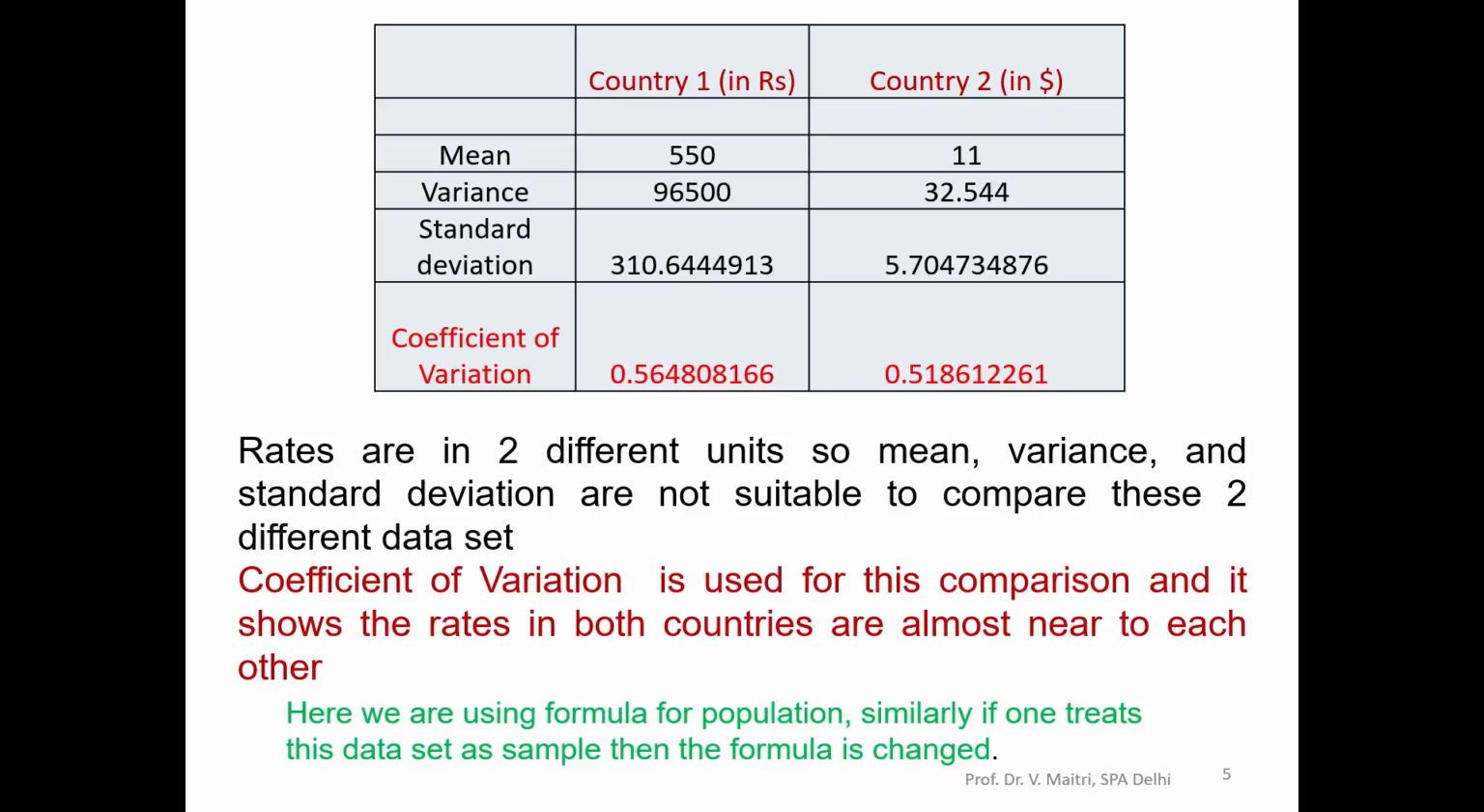So in this case, if we calculate the coefficient of variation with the formula we just discussed, it works out to be 0.564 for India and 0.518 for the United States. So we can simply say that now both are almost matching, and we can also say that variation is less in the United States and more in India. But the figures are now comparable, 0.564 and 0.518. So you can say that now both countries are at par as far as the comparison is concerned.